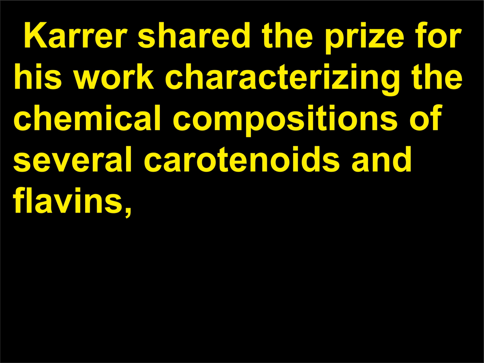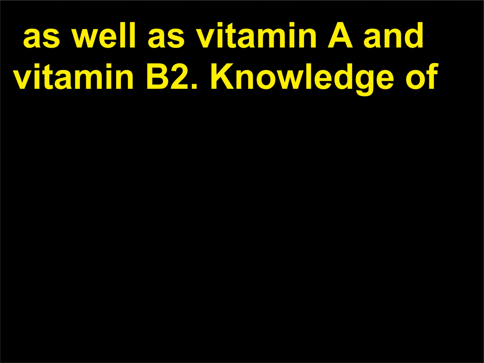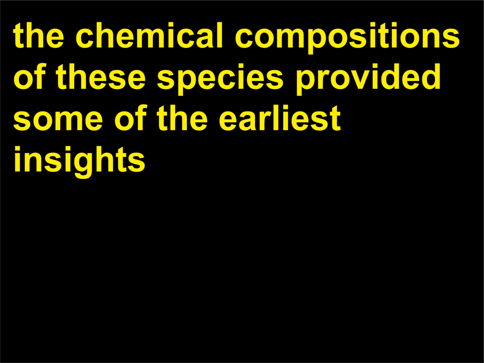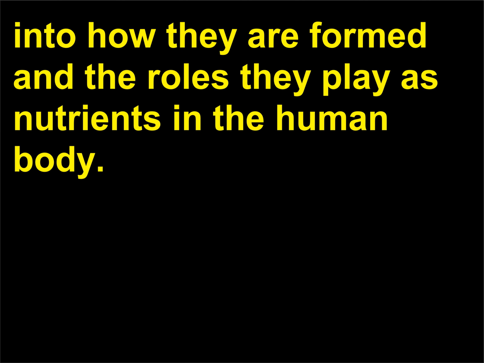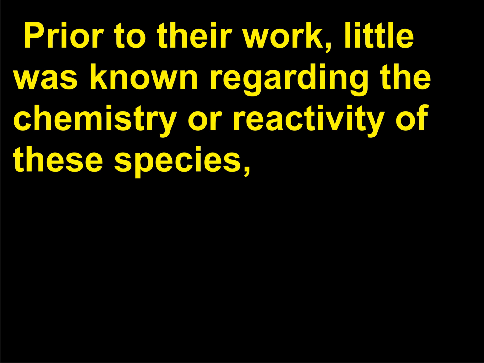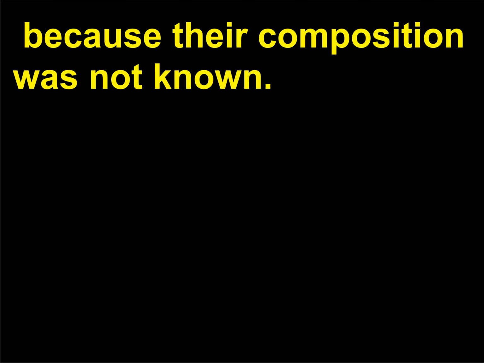Karrer shared the prize for his work characterizing the chemical compositions of several carotenoids and flavins, as well as vitamin A and vitamin B2. Knowledge of the chemical compositions of these species provided some of the earliest insights into how they are formed and the roles they play as nutrients in the human body. Prior to their work, little was known regarding the chemistry or reactivity of these species, because their composition was not known.